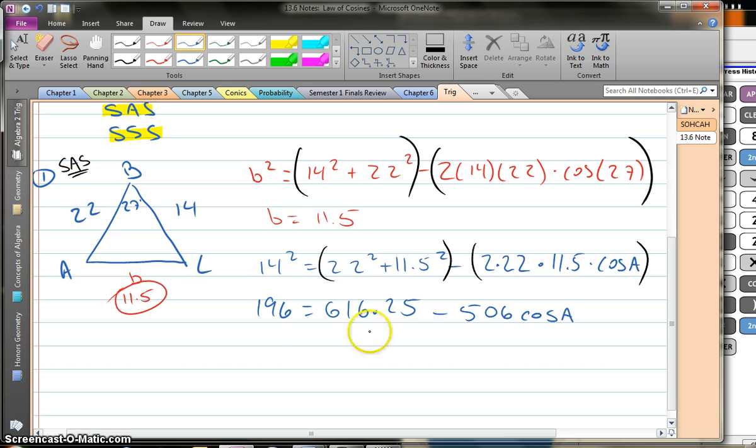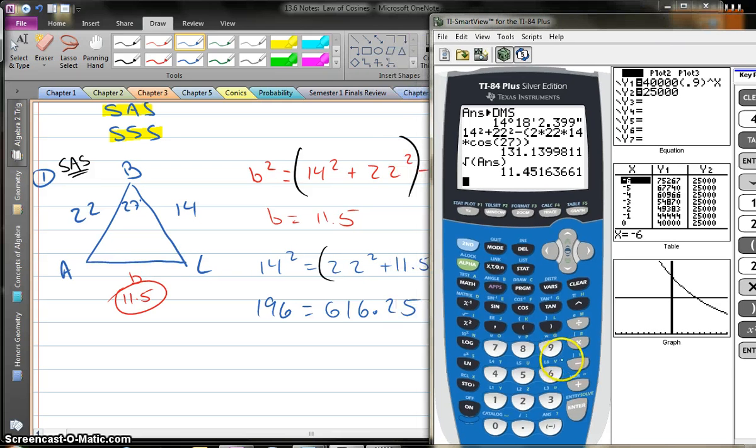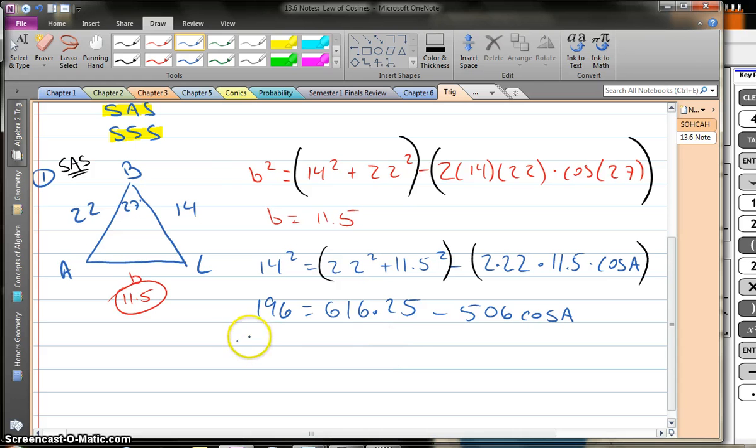All right, so now what I'm going to do is subtract 616.25 and divide by negative 506. Okay, so we got to get the cosine of A by itself. So I have 196 minus 616.25 equals, and I get negative 420.25 equals negative 506 times the cosine of A. So I'm going to have to divide by negative 506 and then do the inverse cosine to get this by itself, similar to what we did yesterday.